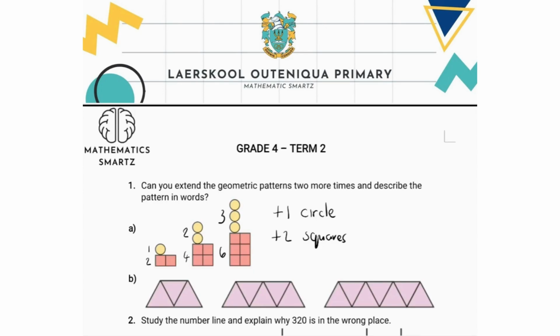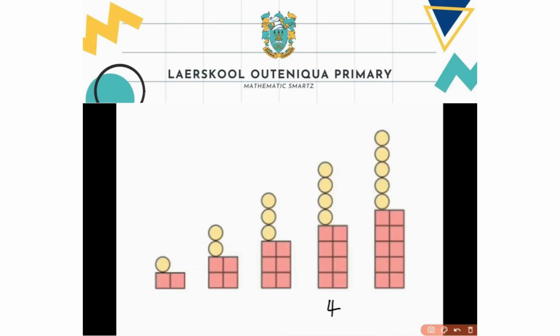Let's take a look. You should have drawn your fourth picture or fourth term using 4 circles and 8 squares, and your fifth term with 5 circles and 10 squares. I'm pretty sure you got this one right, grade 4s. Well done. So how could I describe this pattern using words? So I could say that each term or picture gets an additional circle and 2 additional squares.